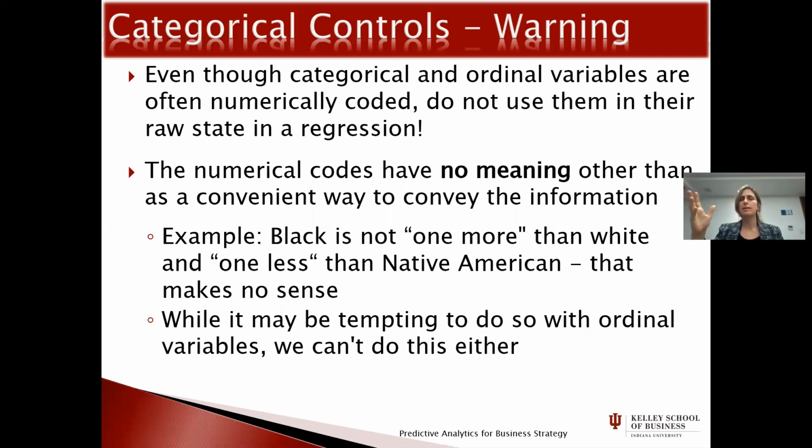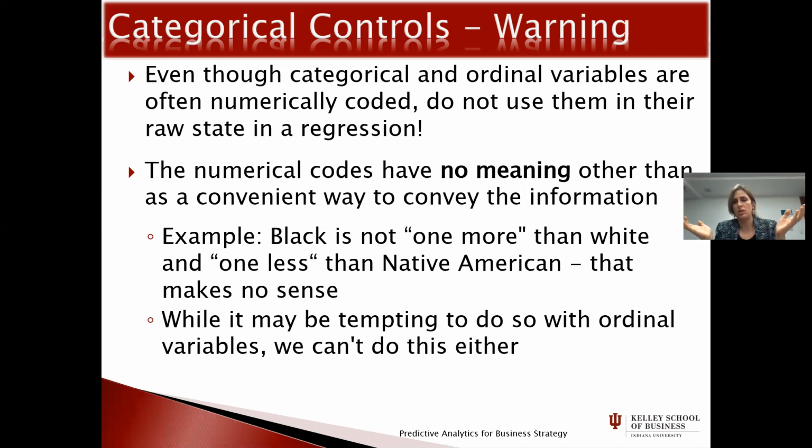1 if, let's say, the person is black, and 2 if the person is Native American. Let's put it this way. So those numbers, 0, 1, 2, they have no meaning on themselves, right? They're just allowing me to separate my categories. And if I just regress wages on race, I may get something completely nonsense.